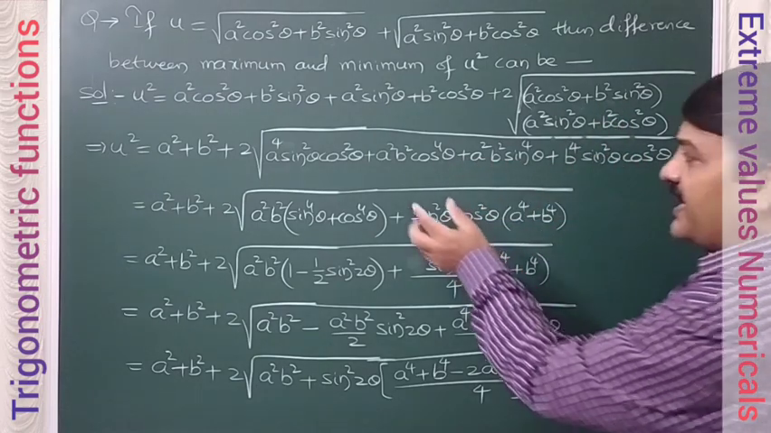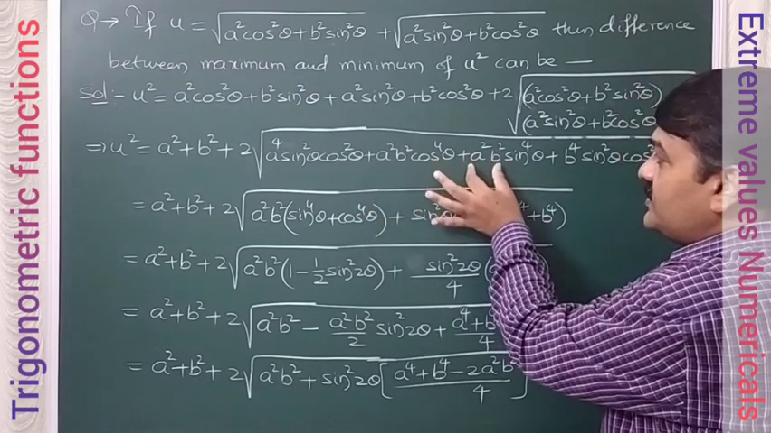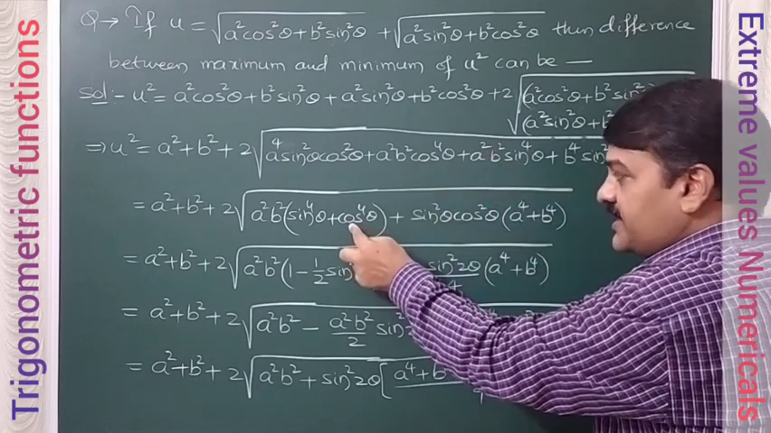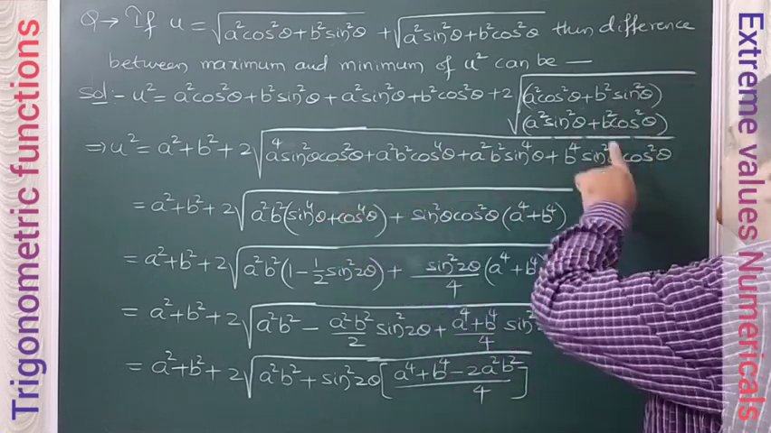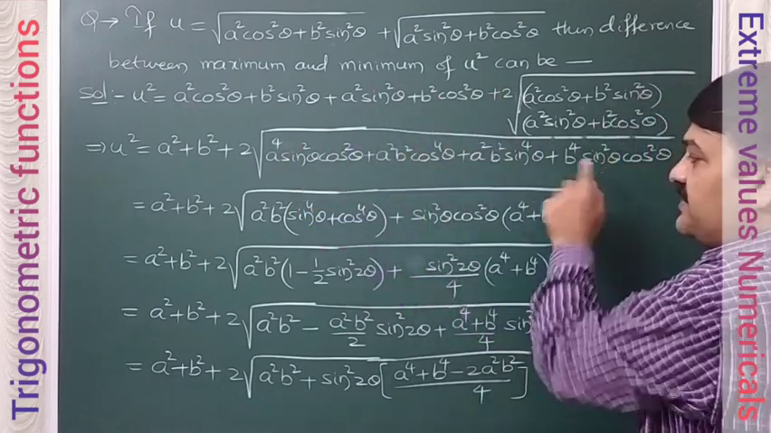After that, we have taken a square plus b square common to get sin power 4 plus cos power 4. Next, sin square theta cos square theta we have taken common to get a power 4 plus b power 4.